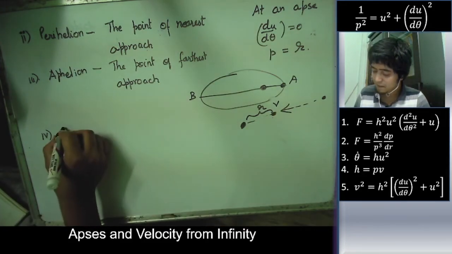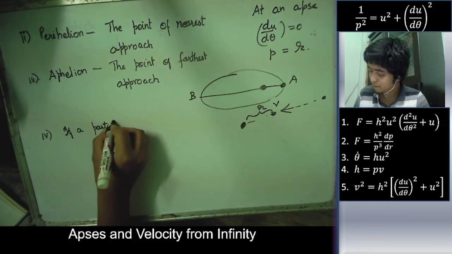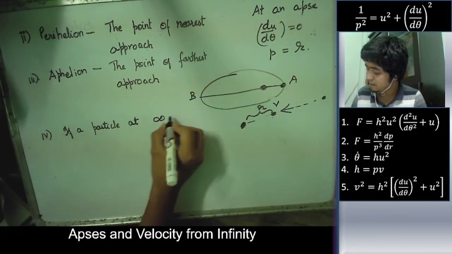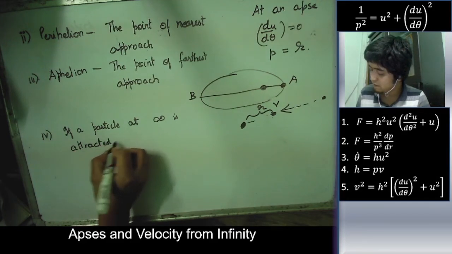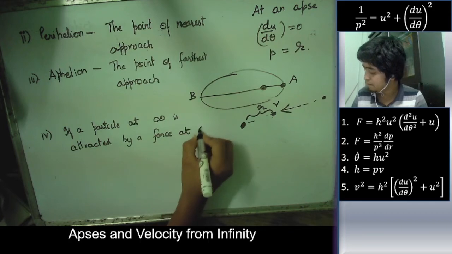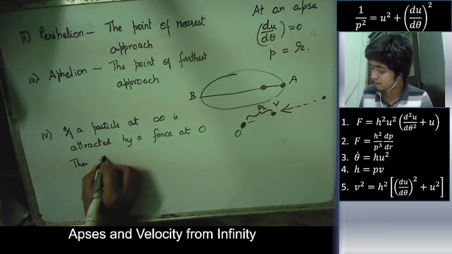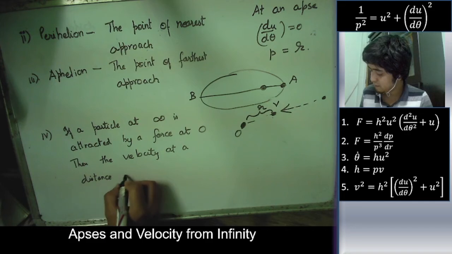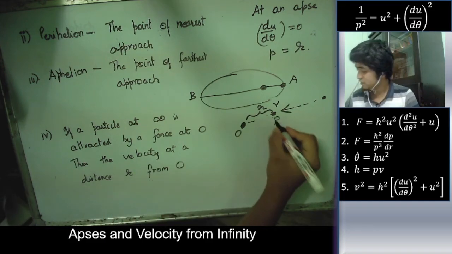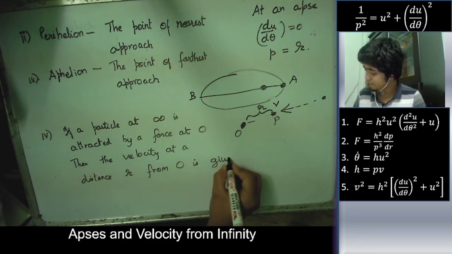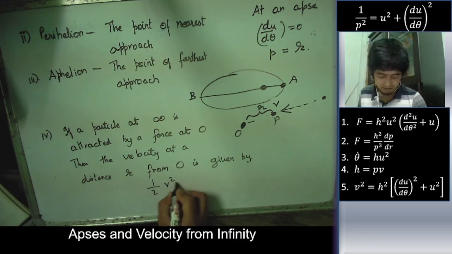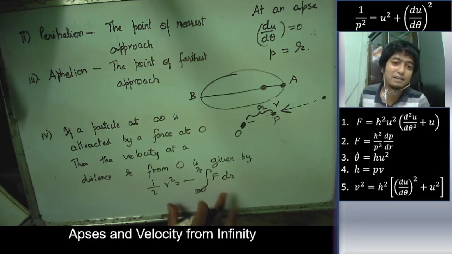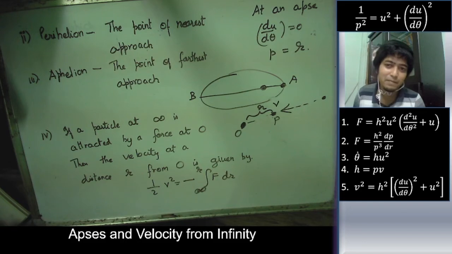But for now, remember, if a particle at infinity is attracted by a force at O, then the velocity at a distance r from O, suppose the velocity at this point, is given by half v squared equals the integral from minus infinity to r of f dr. Again, another thing that you will really need to remember. We will do a derivation later, but for now we just need the expression.